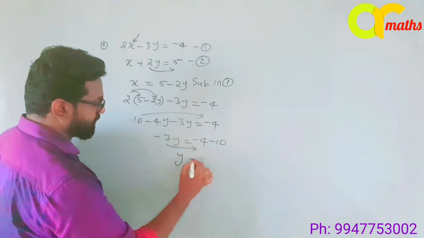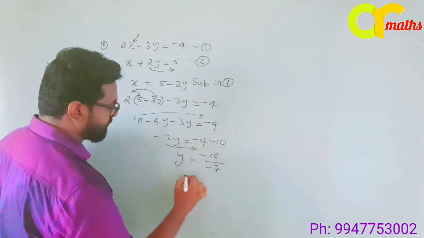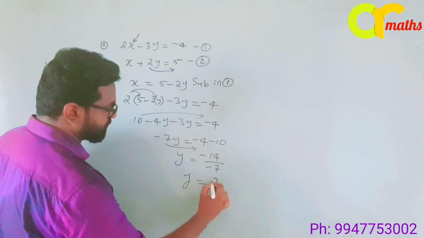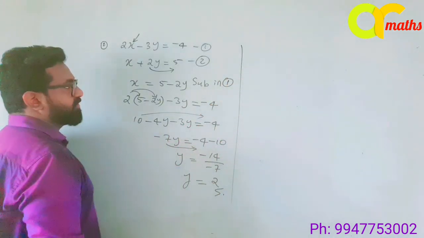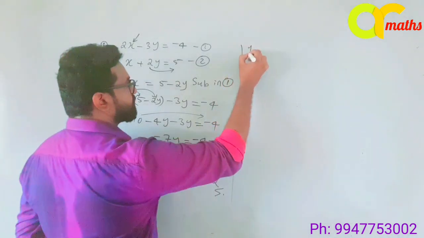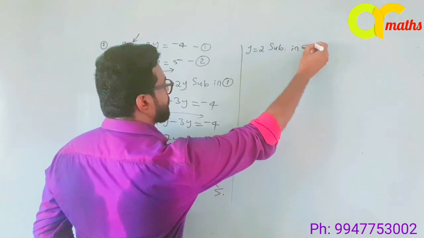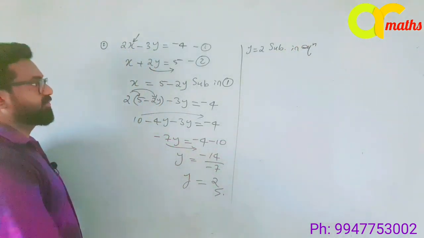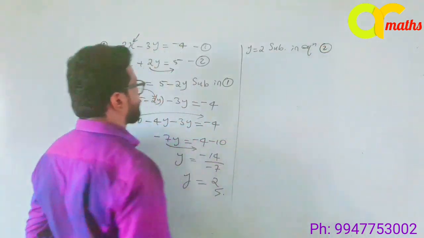Then y equal to (minus 4 minus 10) minus 14 divided by minus 7, y equal to 2. So you got y equal to 2. How to find x? So y equal to 2. Substitute in equation 1 or 2. You can substitute in any equation.